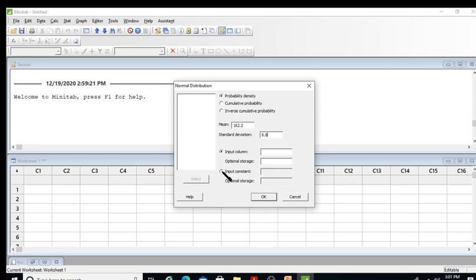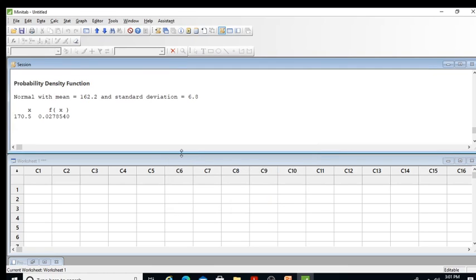So let's say your input constant is 170.5, and you want the probability at that exact value. If you do this at the exact value of 170.5, let's see what result you are going to get. That would be the corresponding value of that function. It is not a probability, it is the corresponding value at that function.